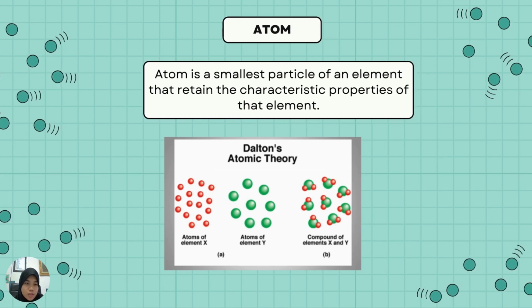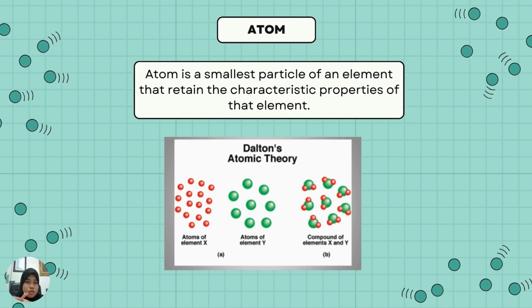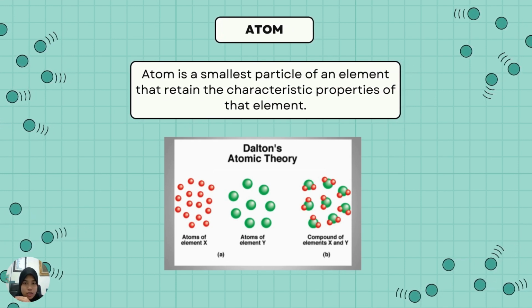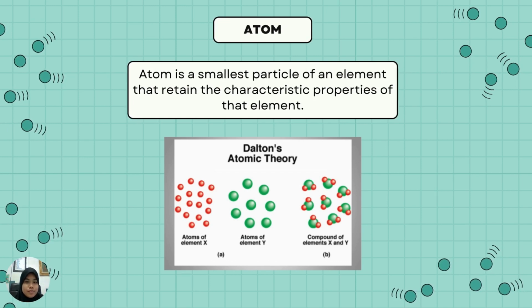It has atoms of element X and atoms of element Y. When both of the atoms combine together, they produce a compound of elements X and Y.